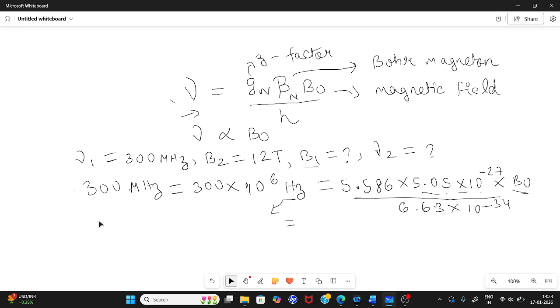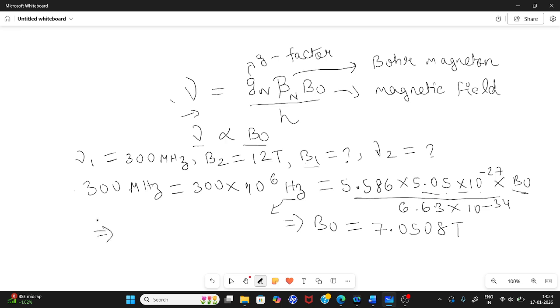So if you perform these calculations all together, if you put these values together, you are going to get your B naught value here. B naught value will come as equal to, I've calculated it beforehand, 7.0508 Tesla. Okay. So now you have this. And from this formula, I have already told you that mu is directly proportional to B naught. That is, the frequency is directly proportional to the magnetic field received by the NMR spectrometer.